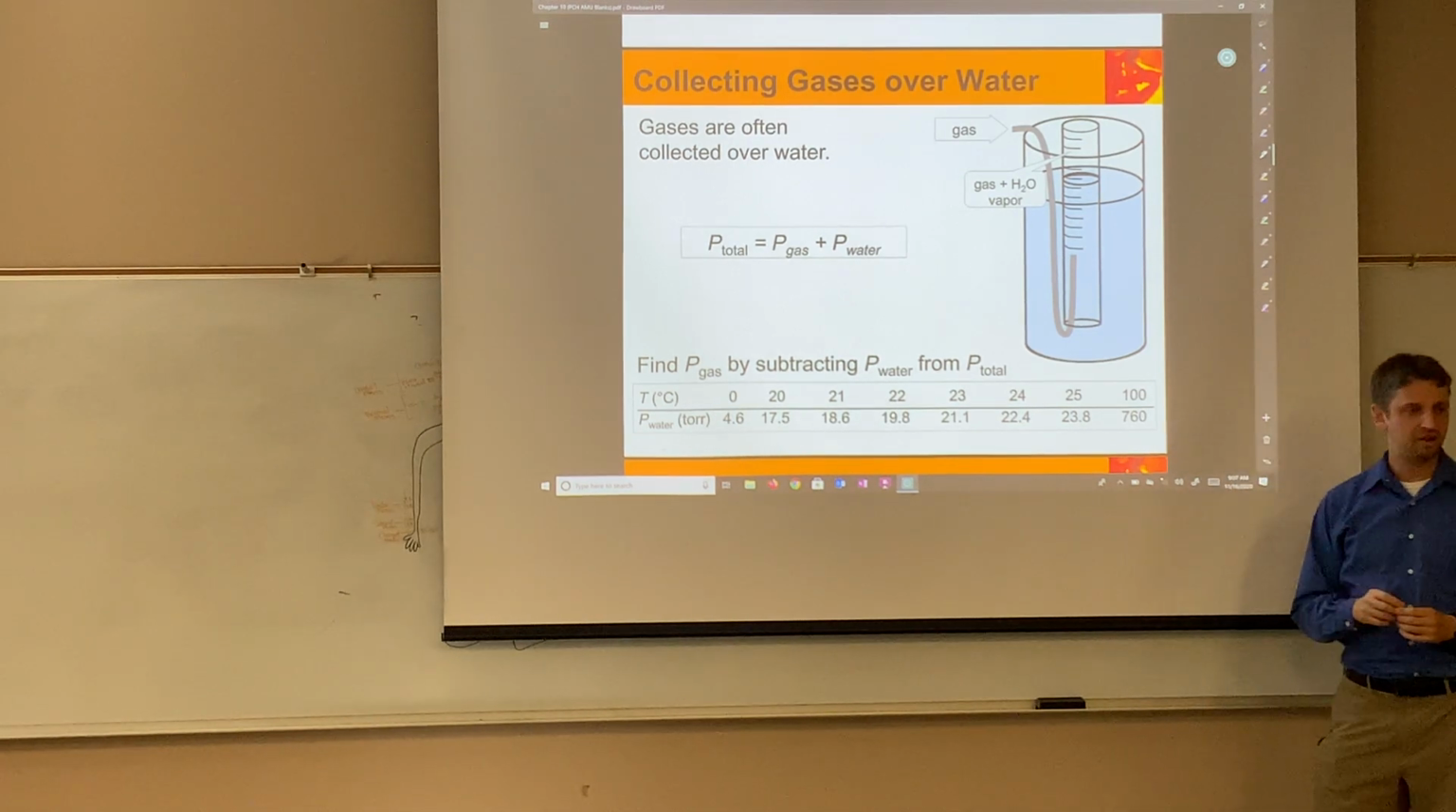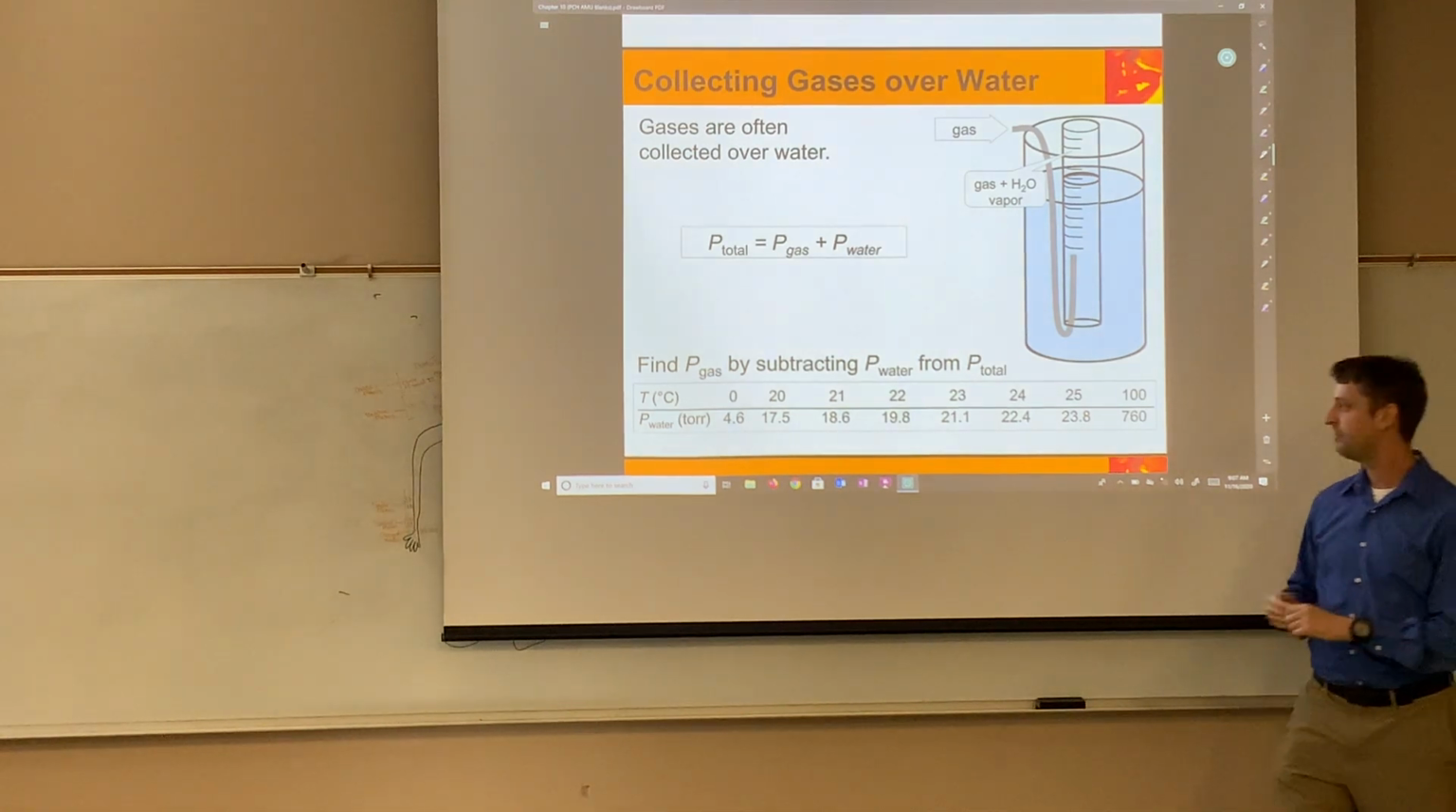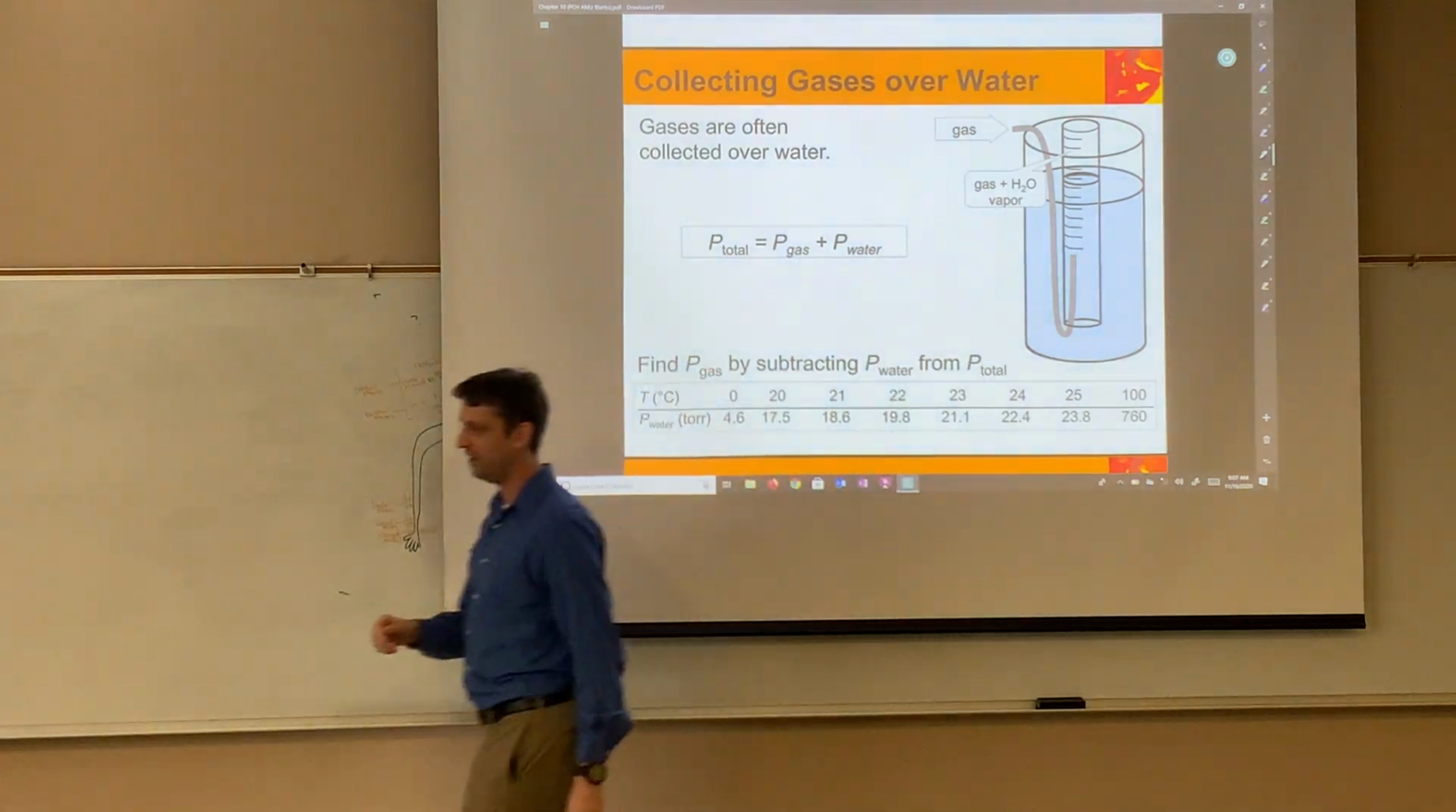Pressure, it's not so easy to measure pressure unless you have very sensitive equipment. That's kind of the other end of it. Okay. But everyone's got water in a glass tube, right?